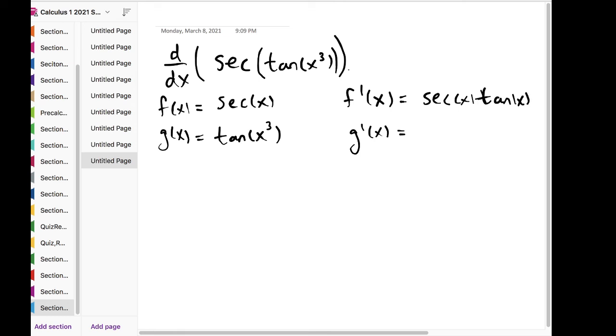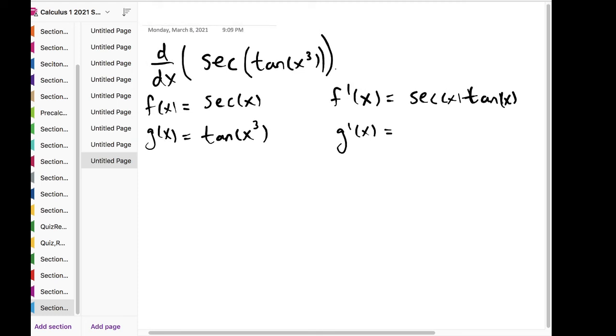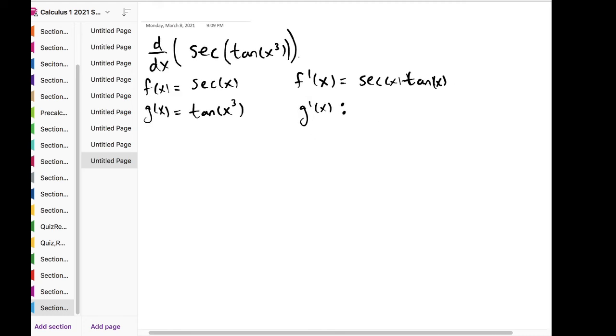Now, what's the derivative of tangent of x cubed? So I changed the number. I changed a little bit. What's the derivative of tangent of x cubed? How do you find that derivative? Absolutely, you can treat it as a composite function, right? So we have to do a chain rule.